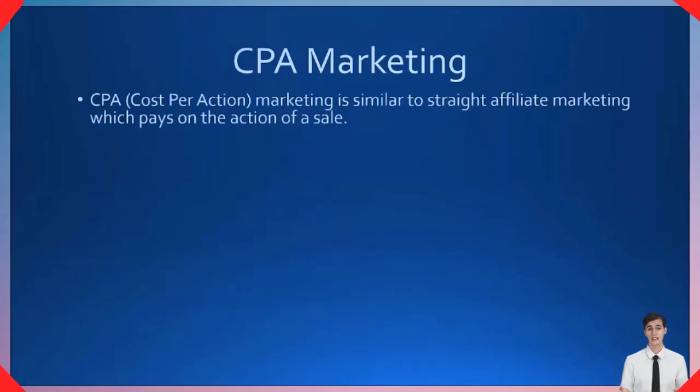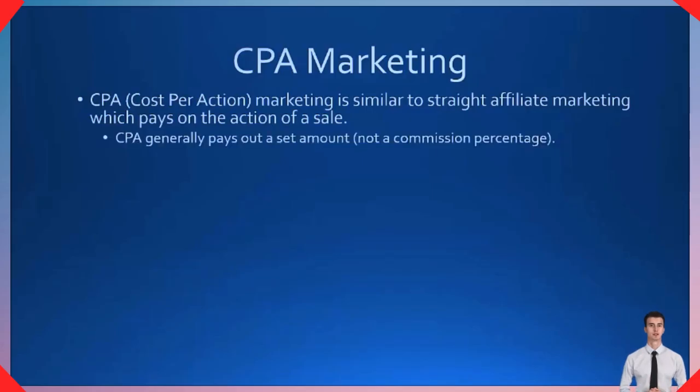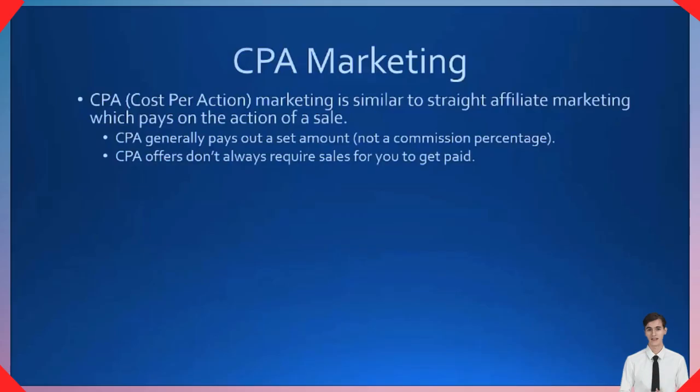Now we're going to talk about CPA marketing, or cost per action marketing. It's similar to straight affiliate marketing, which pays on the action of a sale. CPA generally pays out a set amount, so it's not a commission percentage. CPA offers don't always require a sale for you to get paid. It could just be a lead.